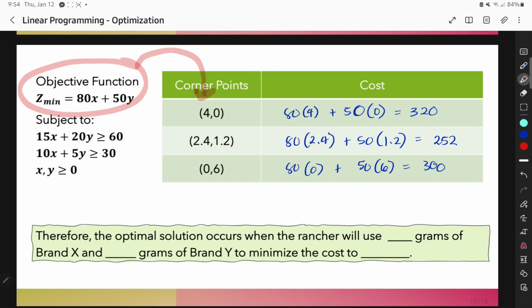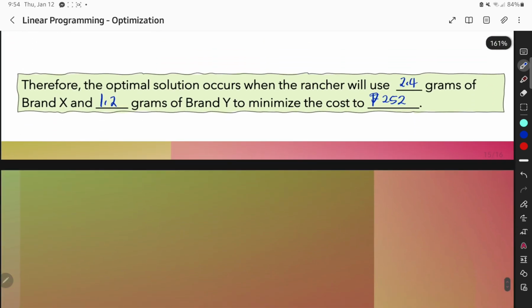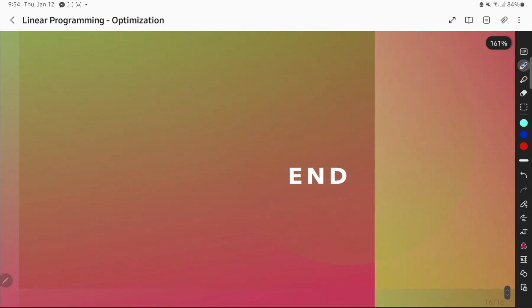So looking at the result, you can see that this one has the minimum cost. So that would mean our optimal solution occurs when the rancher will use 2.4 grams of brand X and 1.2 grams of brand Y to minimize the cost to 252 pesos. And that's the end of the topic.